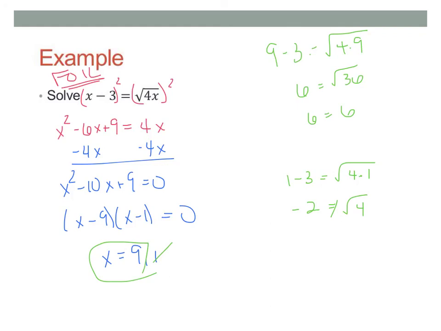So something you should always keep in mind is that you do need to look for an extraneous solution, and that's just a solution you get that doesn't work.